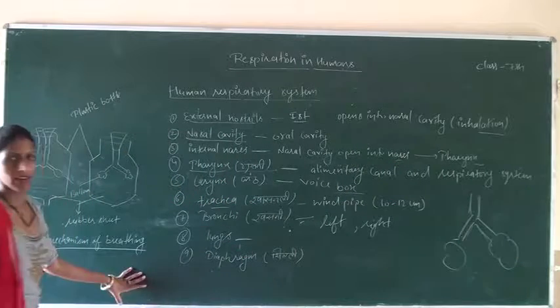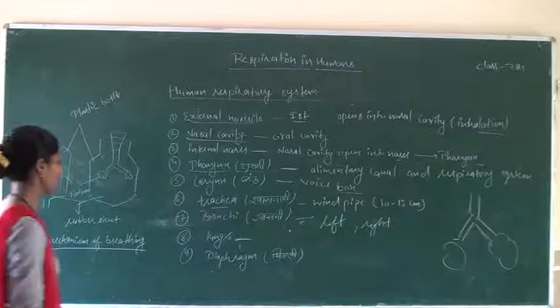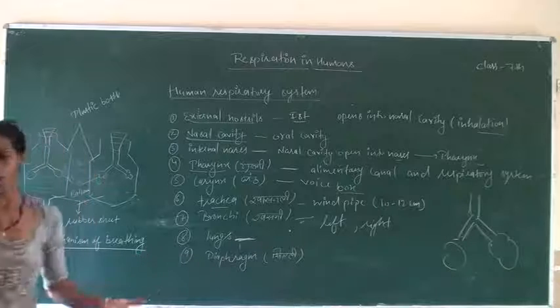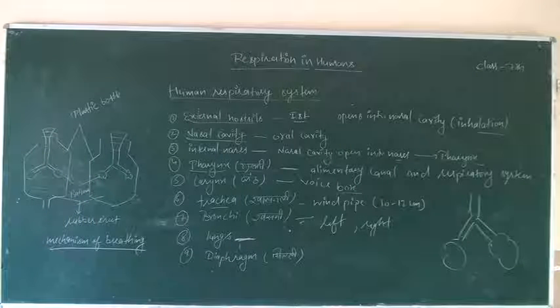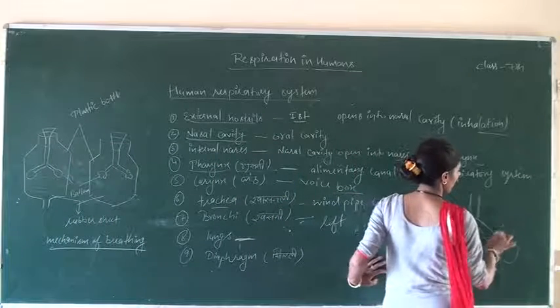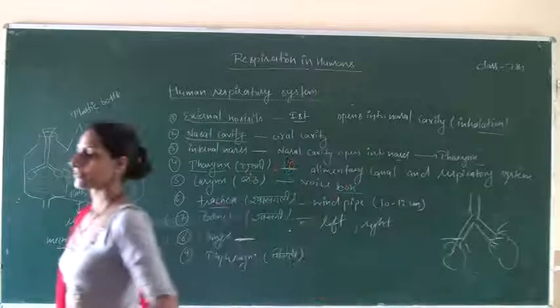Next part is our lungs. These are two lightweight spongy pouches covered by a membrane called pleura. The bronchi are further branched into several bronchioles.